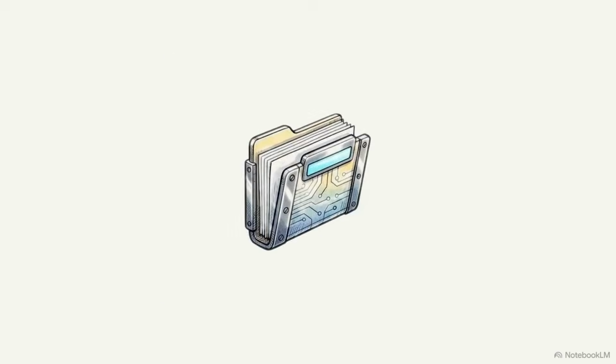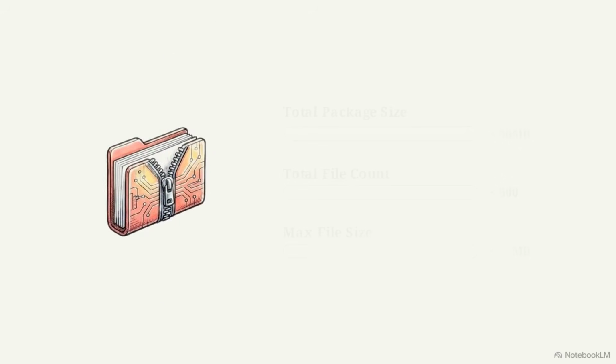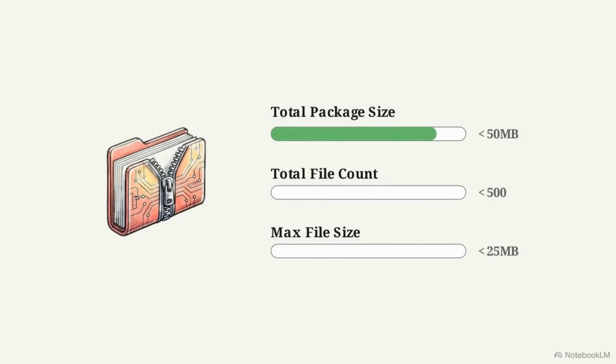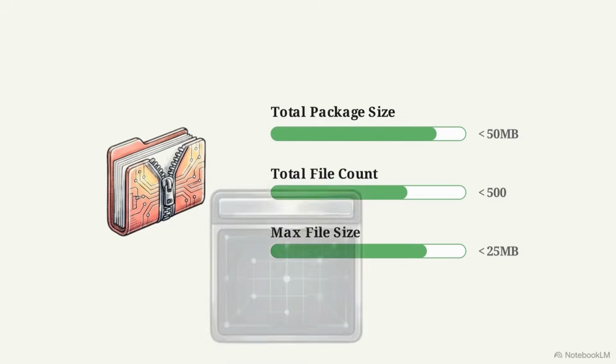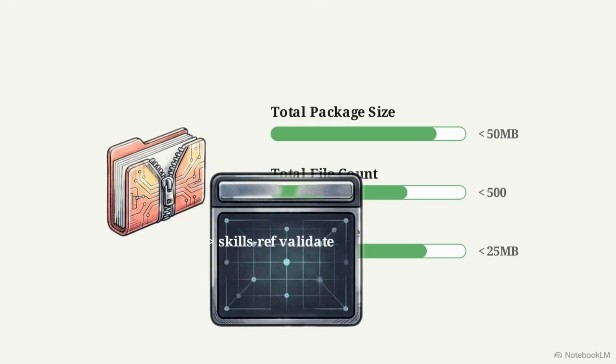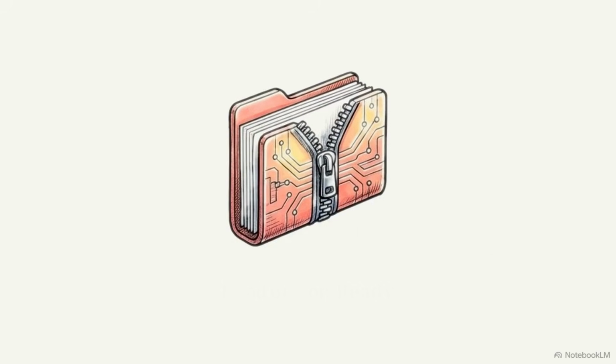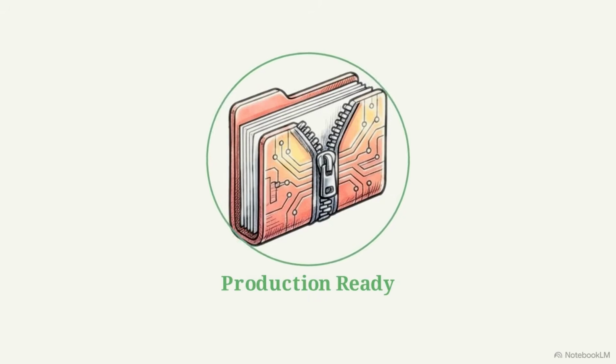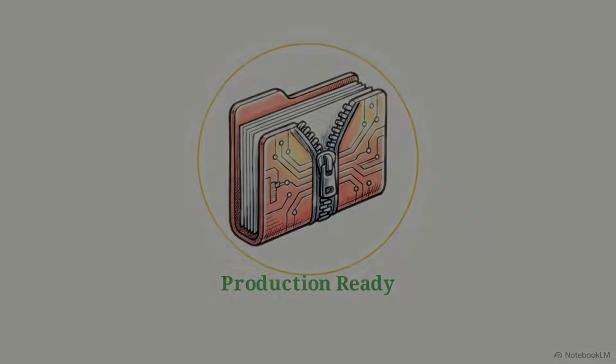When deploying, the package must be zipped. It must be under 50 megabytes, contain fewer than 500 files, with no file exceeding 25 megabytes. Run skills-ref validate to verify requirements. This fast modular system is the foundation of a high-performance agent skill.